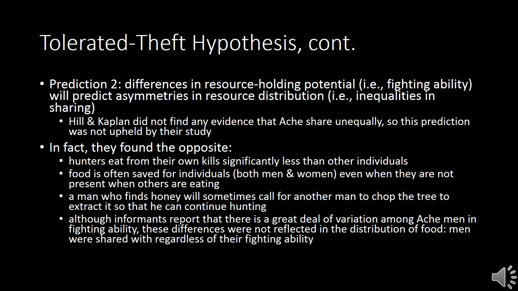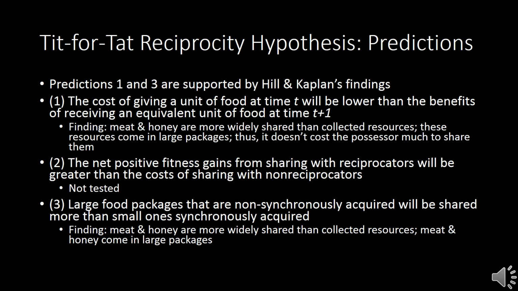This is because the poor fighter is not likely to fight over the amount he is given, because he's unlikely to win the fight. In contrast, it might be prudent to be generous with a good fighter, because if he feels like he hasn't been given enough, he might fight about it, and he's likely to win the fight. However, Hill and Kaplan did not find any evidence that Ache share unequally, so this prediction was not upheld by their study. For the tit-for-tat reciprocity hypothesis, Hill and Kaplan's predictions were as follows.